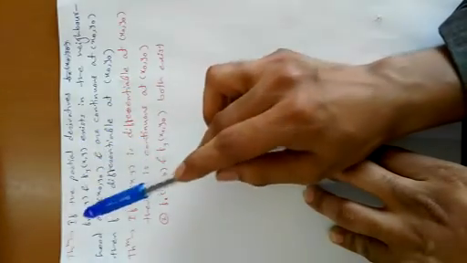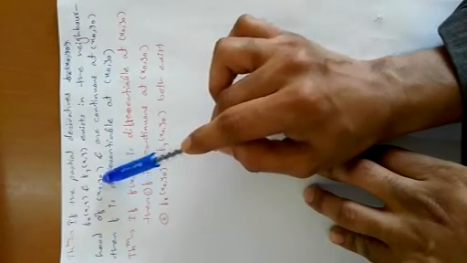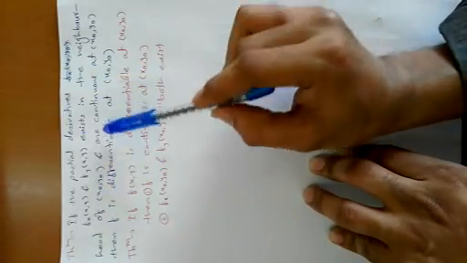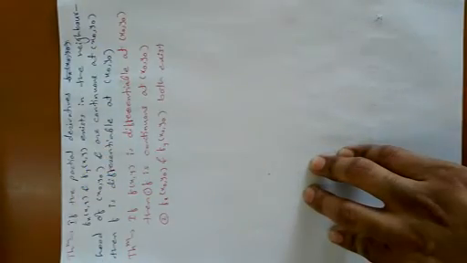What are the two conditions? Both partial derivatives must exist in neighborhood of x0, y0. That is some neighborhood, and both are continuous at x0, y0. Then f is differentiable at x0, y0.